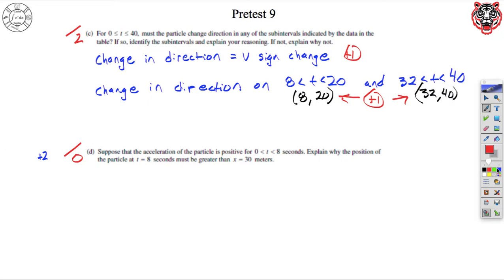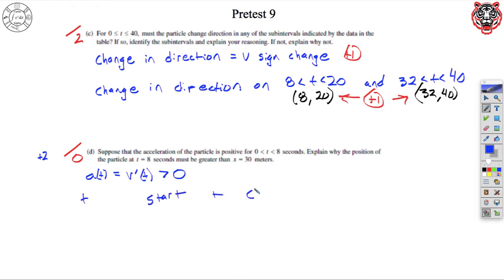All right, and finally, how to score part 3, or part D, I should say. So this one was extra credit. I'll talk about why. So we know that acceleration, A(t), is equal to the derivative of velocity, so V prime of t. And it says acceleration is positive, so that means it is greater than 0.